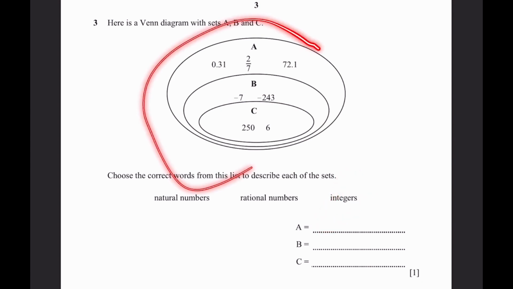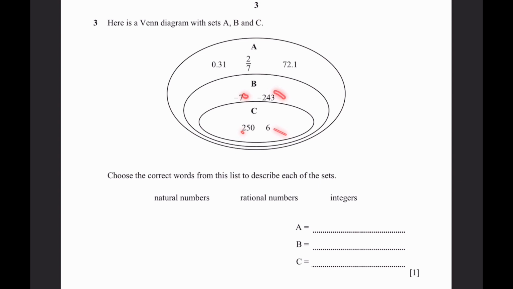And then set A contains both set B and set C and has fractions. It doesn't matter if they're positive or negative, even though this time they're positive. Even if there were negatives, it doesn't matter. These are fractions and decimals, which include irrational numbers. So these are rational numbers. And then B are integers. And then C are natural numbers. That's the answer.